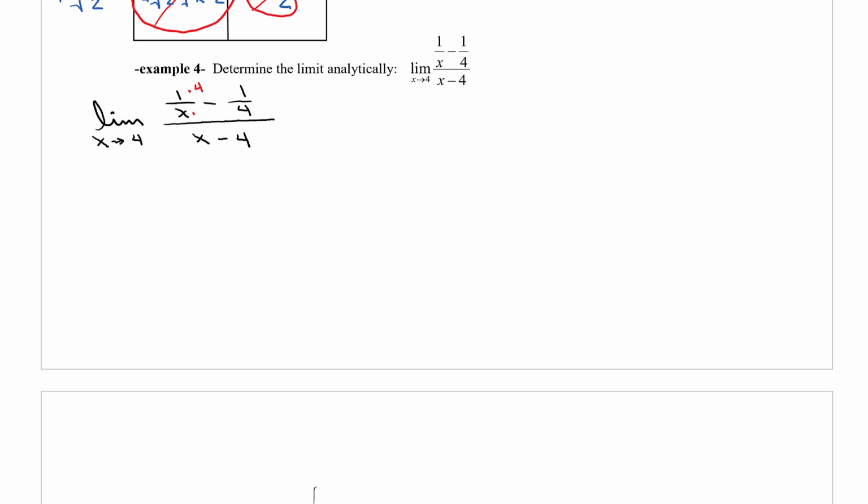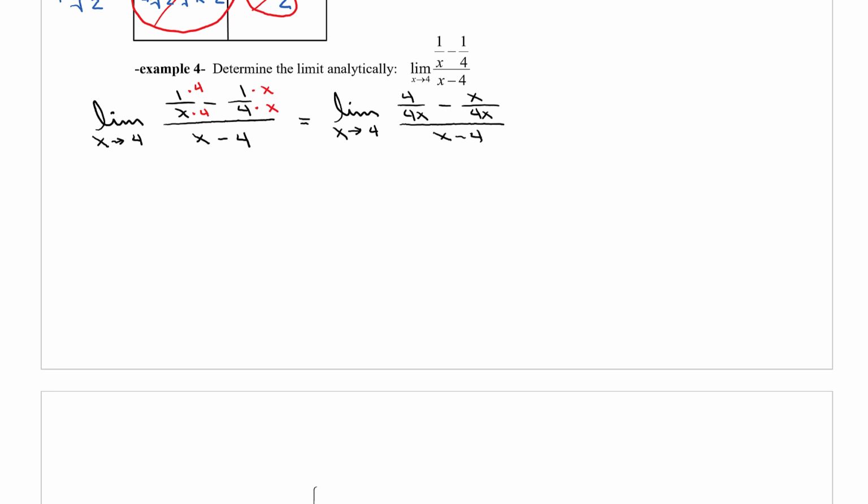I'm going to go ahead and multiply the first fraction by 4 in the numerator and denominator, and the second fraction by x in the numerator and denominator. This is going to equal the limit as x approaches 4 of, in the numerator, 4 over 4x minus x over 4x, all over x minus 4.